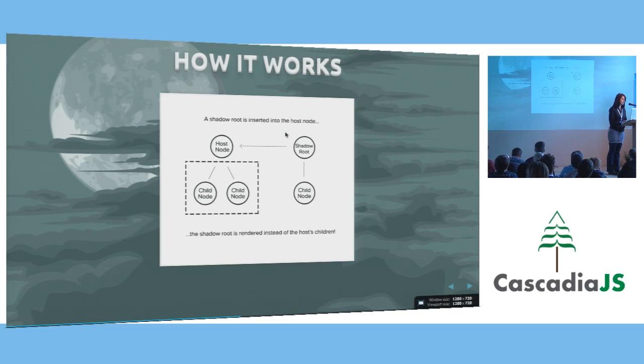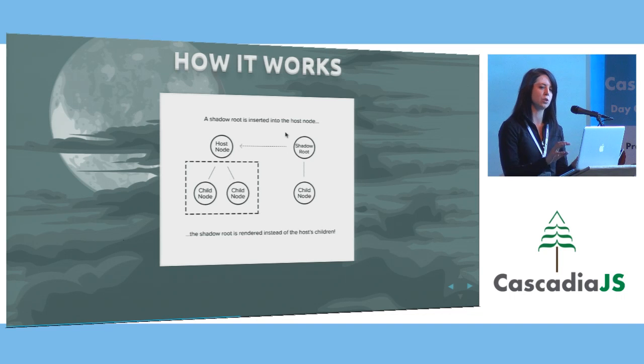And how this works is when a shadow root is inserted into a host node, the rendering of the shadow's children replaces the rendering of the child nodes of the host element. So it doesn't actually remove anything or change the structure in the parent document. The rendering just replaces that element.